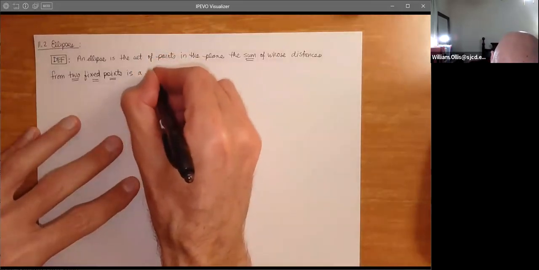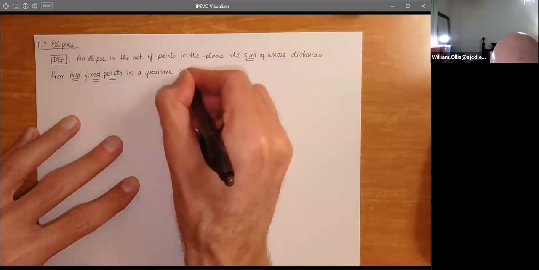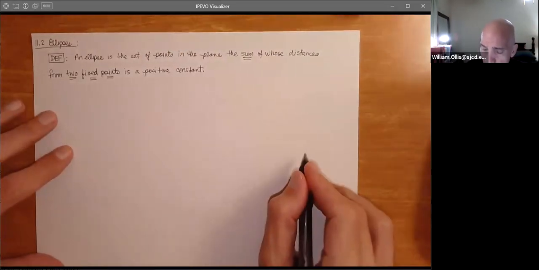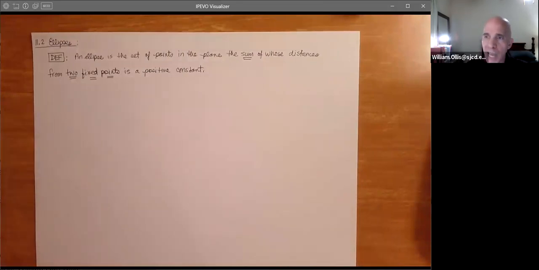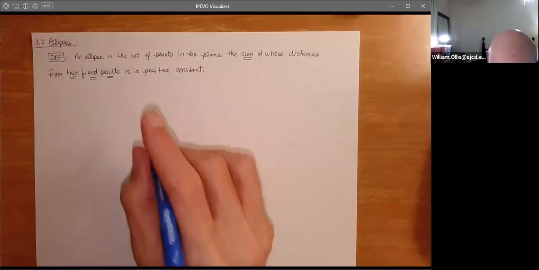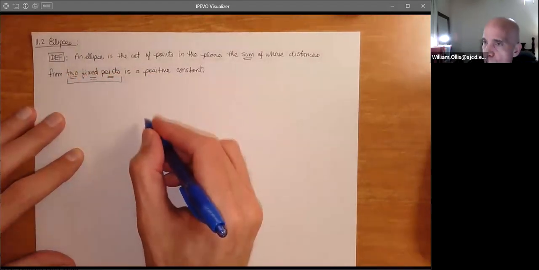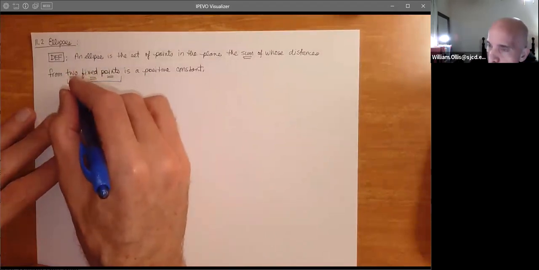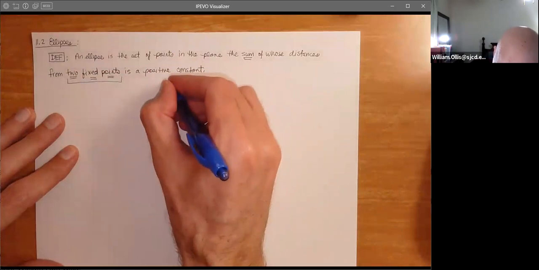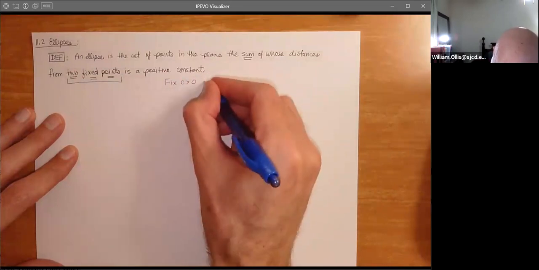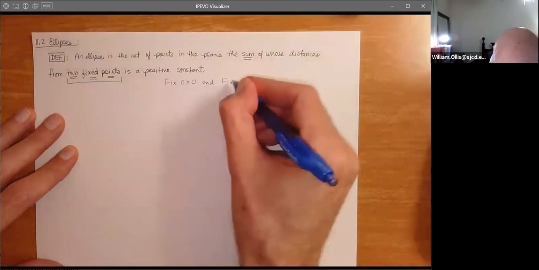Is a positive constant. So we're thinking this is going to necessarily be a little bit more complicated than the parabola, because we were able to use that p to define the focus and the directrix, but here we don't have that luxury. We can't be that specific about the constants. So basically here, the two fixed points, we're going to use the same notation, and I'm going to put a subscript on them for now. First, we're going to fix c positive and fix a positive.